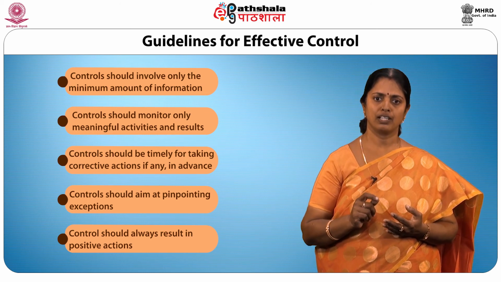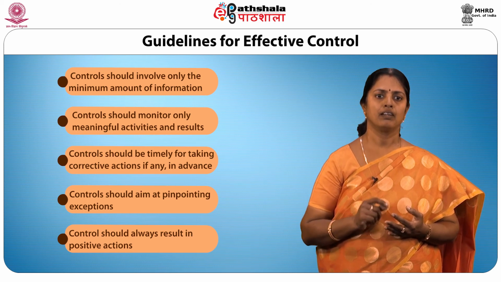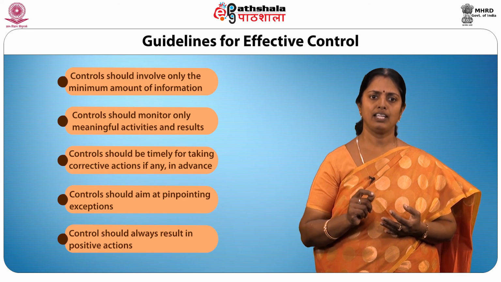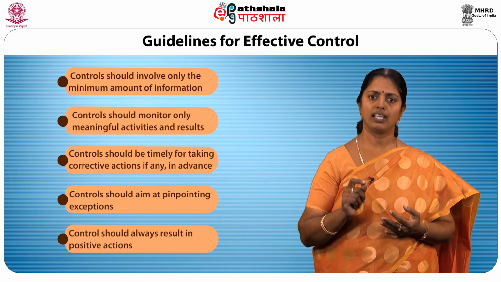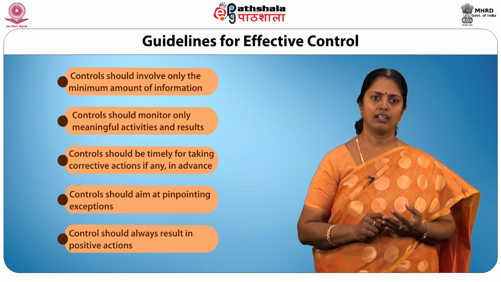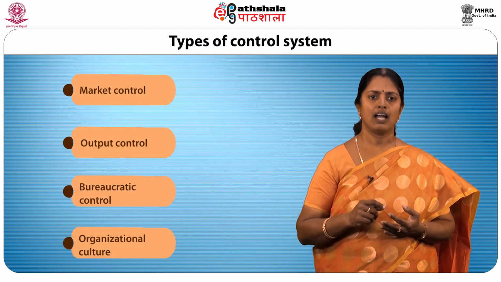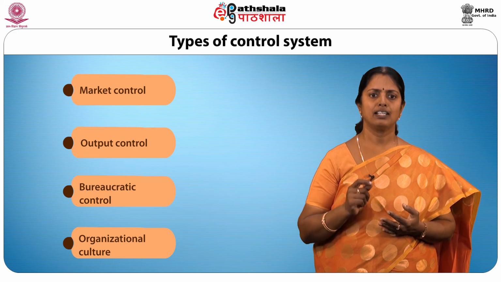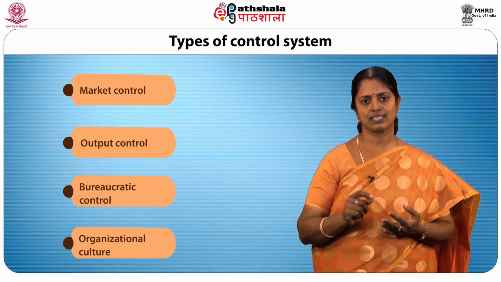Controls should monitor only meaningful activities and results. Controls should be timely for taking corrective actions, if any, in advance. Control should aim at pinpointing exceptions, and it should always result in positive actions. Having said about the guidelines for effective control, let's look at types of control system. There are 4 types of control system.